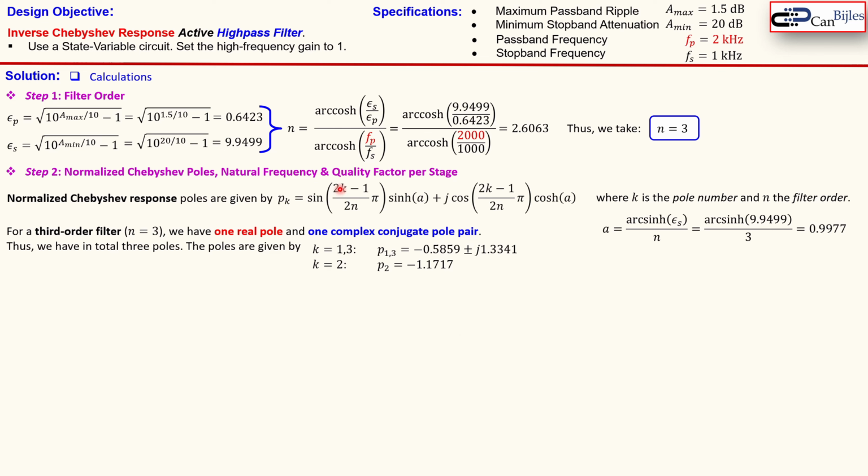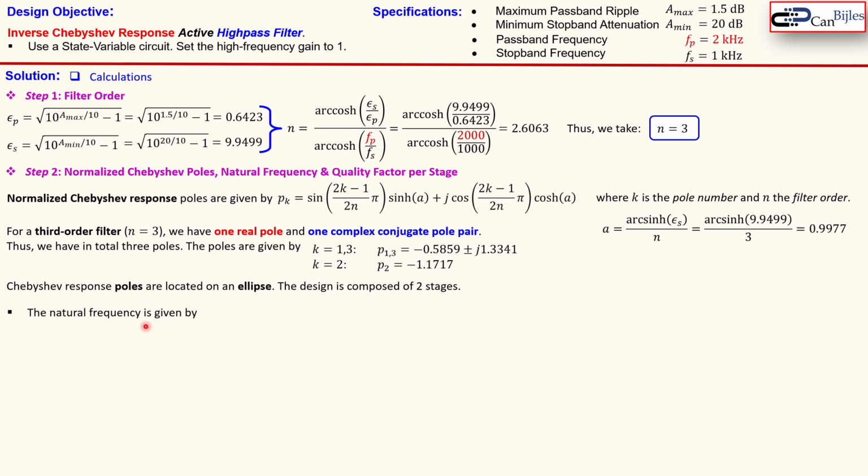For K equals 2, if you substitute K equals 2, you get this value, and the imaginary value will be 0. So you see here the 3 poles, and we will need to use this for our design. The poles we have now calculated are located on an ellipse. That is the case for the Chebyshev response. And as said before, we have 2 stages for our design.